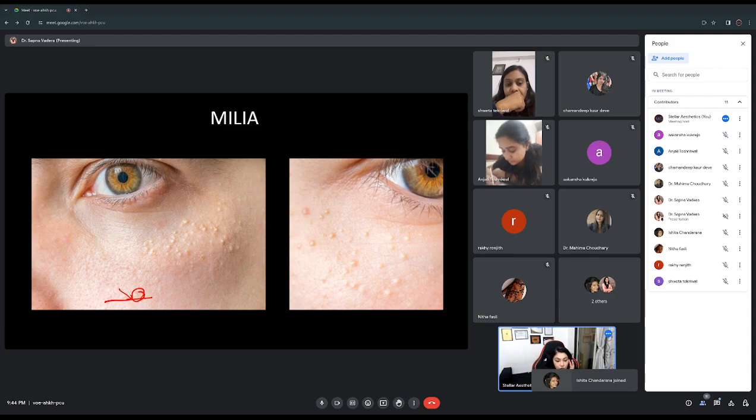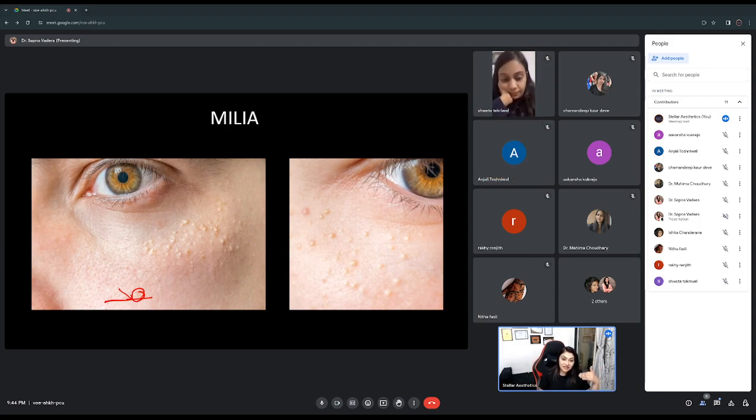Once it has healed, you have to tell the patient to do a lot of scrubbing for their face and a lot of hydrofacials, etc., so that their skin becomes more and more smooth, and the tendency for future milia formation reduces, because again this has a chance for recurrence. Right? Any doubts?